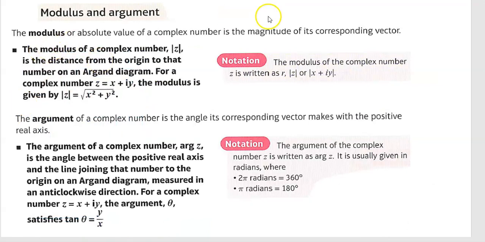So back to our notes on modulus argument form then. The modulus of a complex number z is written as either modulus of z or modulus of x plus iy, or r, and we'll be talking about that one later on as well. Okay, the argument of a complex number is the angle its corresponding vector makes with the positive real axis.